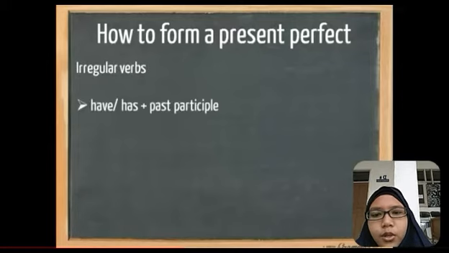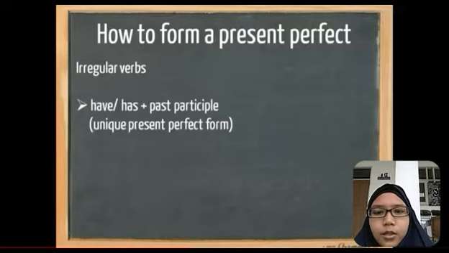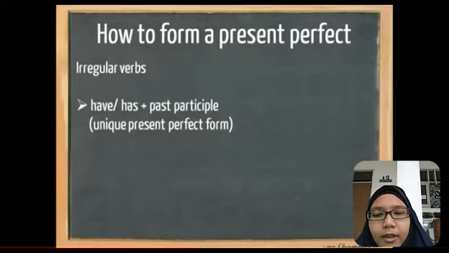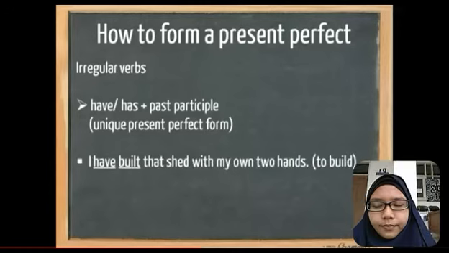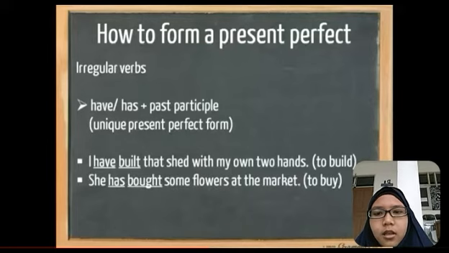For the irregular verbs, we also use the auxiliary verb to have and the past participle. But for the irregular verbs, the past participle has a unique present perfect form. Take a look at the examples. I have built the shed with my own two hands. The infinitive form of the verb is to build.